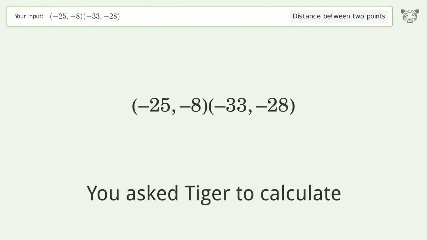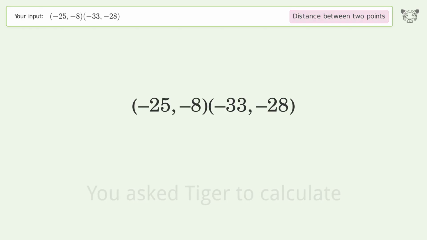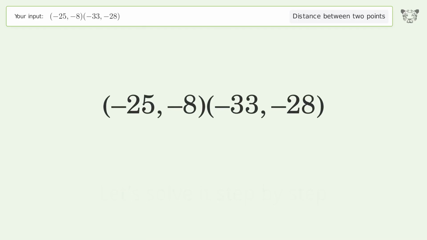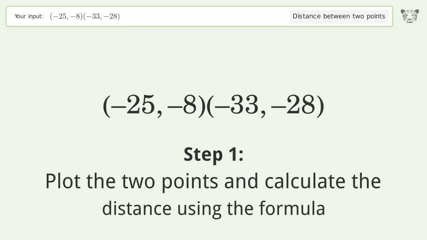You ask Tiger to calculate. This deals with the distance between 2 points. The distance between the 2 points is the square root of 464, or 21.541. Let's solve it step by step. Plot the 2 points and calculate the distance using the formula.